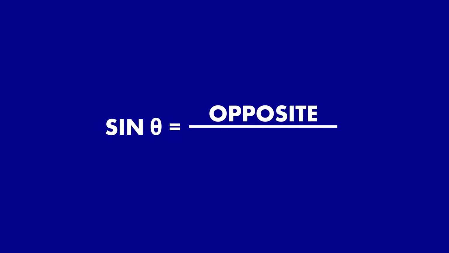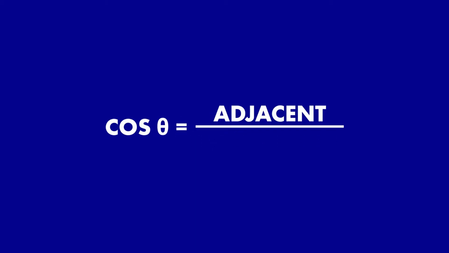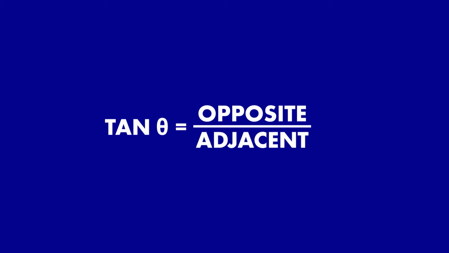There are three trigonometric ratios: sine, cosine, and tangent. When calculating the sine of an angle, we will divide the length of the opposite side by the length of the hypotenuse. When calculating the cosine of an angle, we will divide the length of the adjacent side by the length of the hypotenuse. When calculating the tangent of an angle, we will divide the length of the opposite side by the length of the adjacent side.